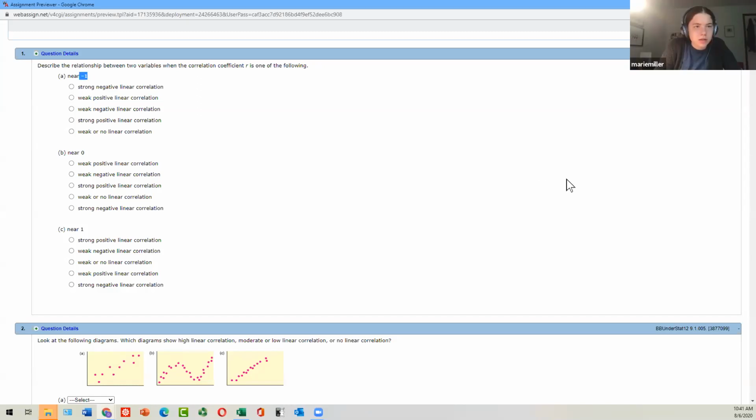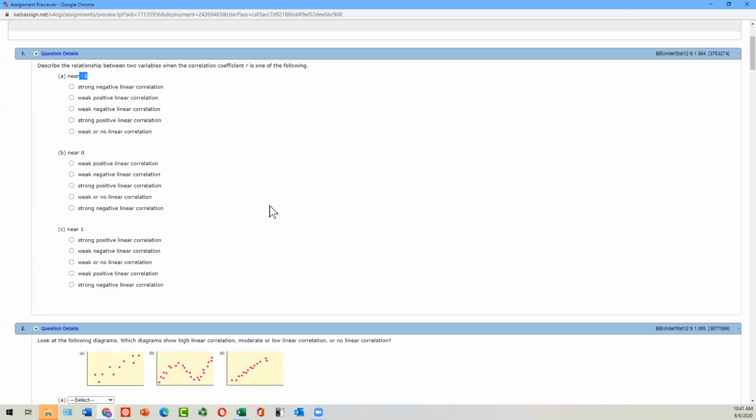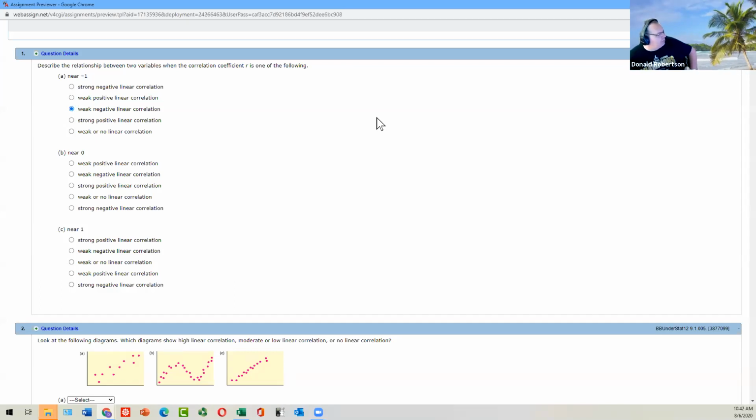Weak negative linear correlation. Okay, the middle one? So we're looking at weak. Now, if something is near to -1, does that make it weak or strong? Strong. And so wouldn't it be our first guy? Why strong? Because it's near -1. Why negative? Because it's -1, right? And linear, they're all linear, right?